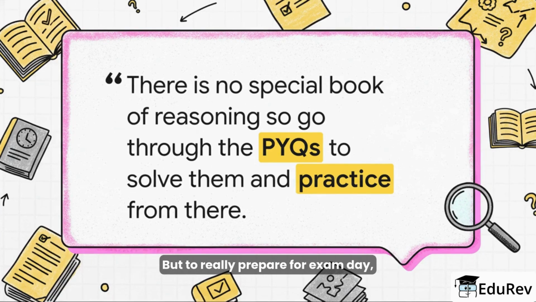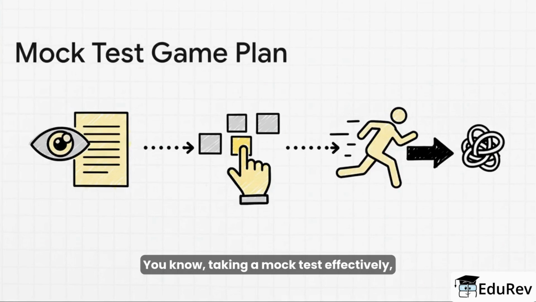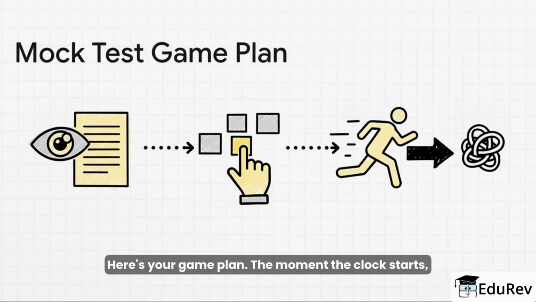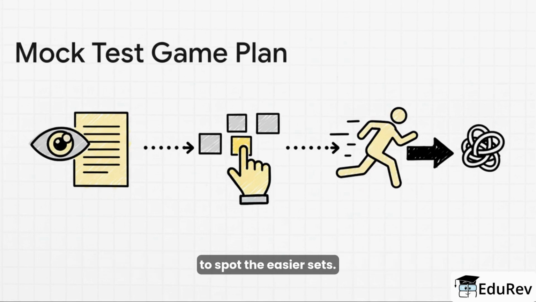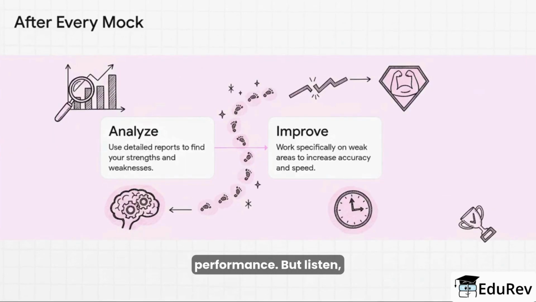But to really prepare for exam day, you have to simulate the real thing. And that brings us to the final and probably most critical piece of the practice puzzle, the mock test. Taking a mock test effectively is all about strategy. Here's your game plan. The moment the clock starts, don't just jump into the first question. Spend the first few minutes scanning the entire section to spot the easier sets. Target the ones with fewer variables first to build momentum. And this is crucial. Learn to let go. Don't let one hard question sabotage your entire performance.